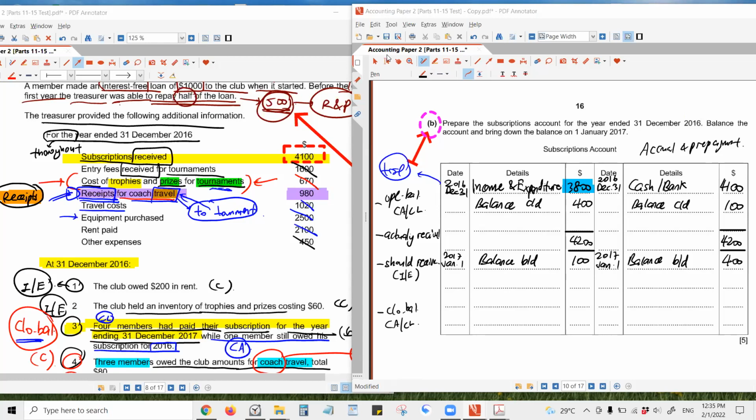So can anybody tell me how many members does the club have? How many members does the club have? Yes, correct, 38. Okay, because 3,800 divided by 100, then you get 38. Okay, in the club, there are 38 members. Therefore, you should receive $3,800 in total from all the members in the current year. Okay, the should amount. $3,800 is the amount that you should receive for the current year.